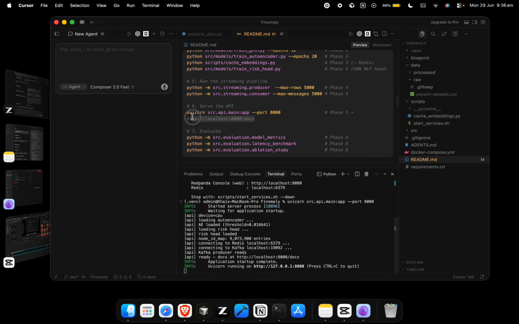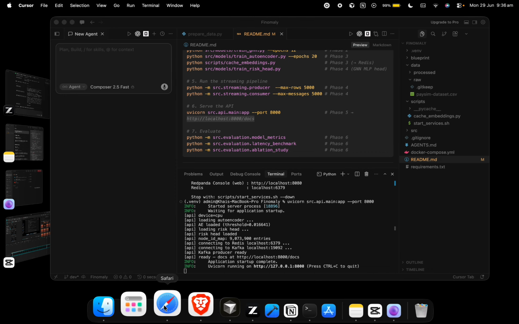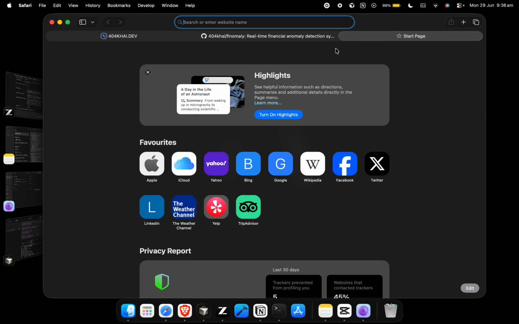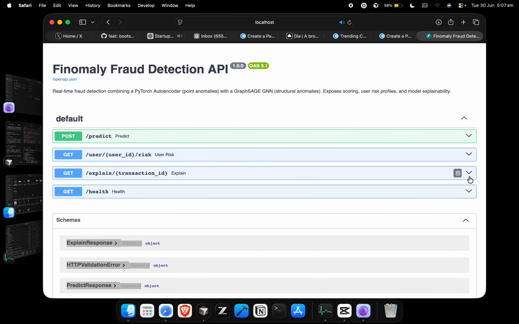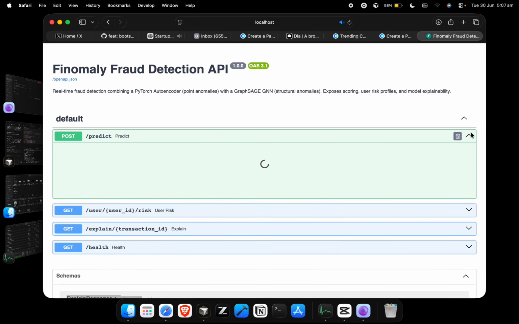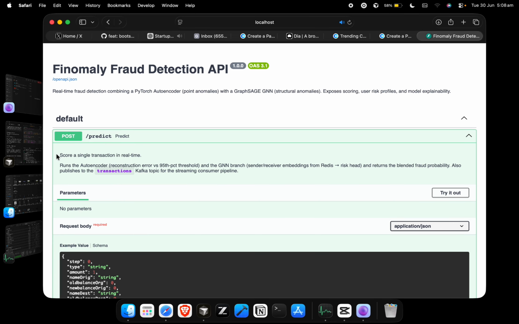And then we go to this URL once it's done, so we can see it's up and running. Alright, so these are the endpoints. We have the predict endpoint. This scores a single transaction in real time. It runs the autoencoder and the GNN and returns the blended fraud probability. It also publishes it to the Kafka topic for the streaming consumer pipeline.